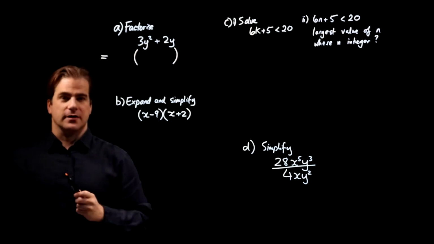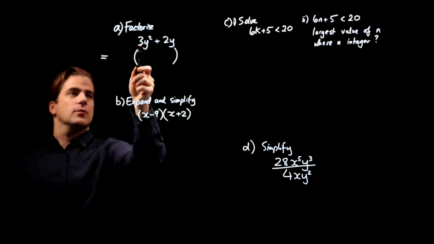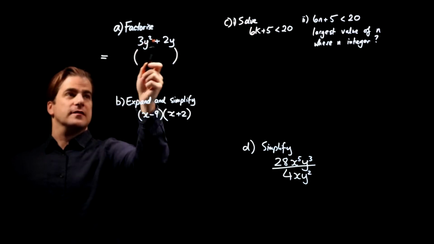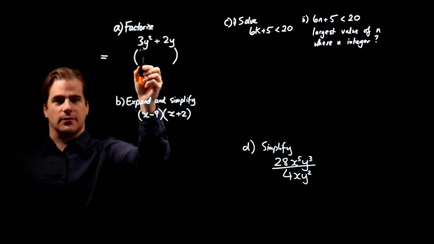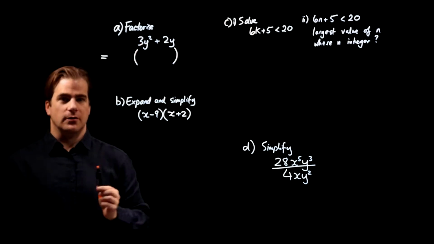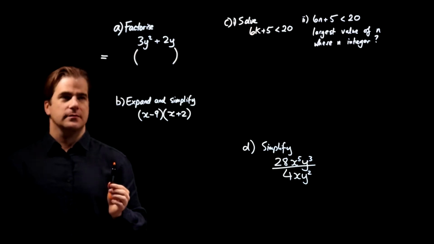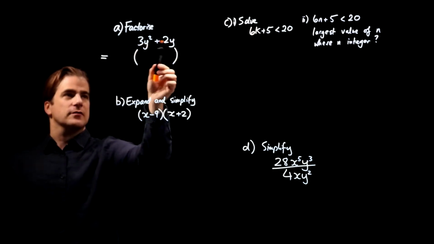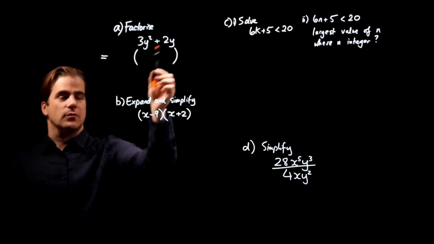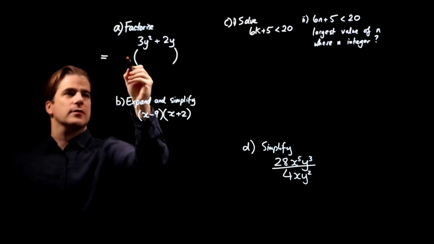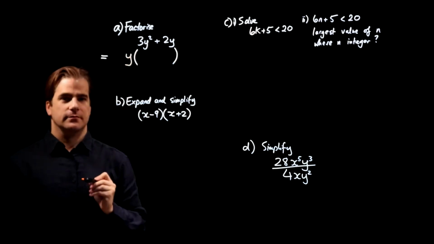Good. Now you ask yourself, what is common to both this term and that? Well, start with the numbers. Is there a number, in other words, a common factor of both 3 and 2? No, so we can't do anything with the numbers. Now we move on to the y's. What does y squared, or y times y, and y have in common? Well, they've both got at least one y in them.